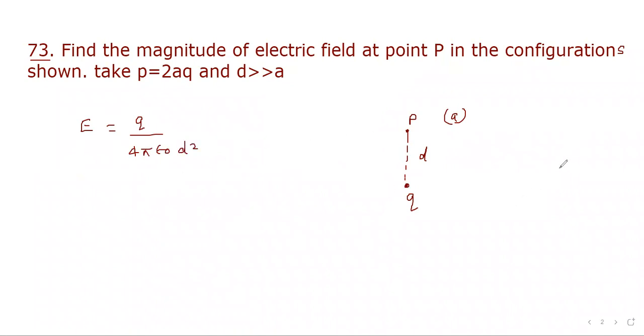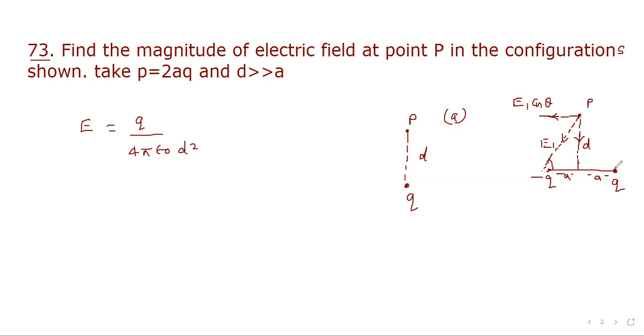Now, the second configuration is due to a dipole. There is a dipole, minus Q charge here and plus Q charge here, and the point is on the perpendicular bisector. This separation is a, this separation is also a, and this distance is d. Now, due to this negative charge at point P, the electric field will be directed like this. Suppose this is E1, and suppose we take this angle theta. It will have two components. One component will be in this direction, E1 cos theta. Another component will be in the downward direction, E1 sin theta.